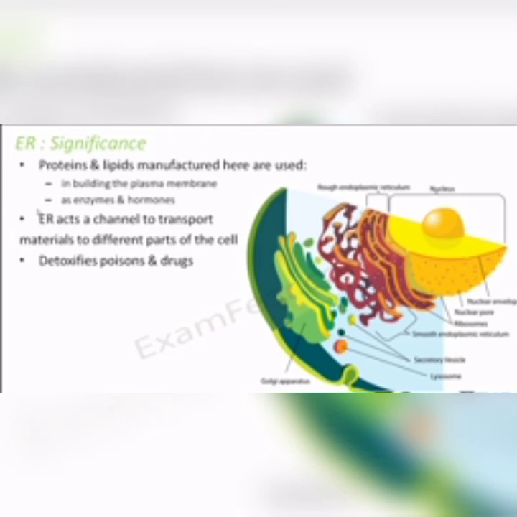So now let us look at the overall significance of endoplasmic reticulum. Proteins and lipids manufactured here are used in building the plasma membrane, as enzymes and hormones. Endoplasmic reticulum acts as a channel to transport materials to different parts of the cell. It detoxifies poisons and drugs. This part is taken care of by smooth endoplasmic reticulum. Protein synthesis is taken care of by rough endoplasmic reticulum. Lipid synthesis is taken care of by smooth endoplasmic reticulum. And it also helps to transport materials.